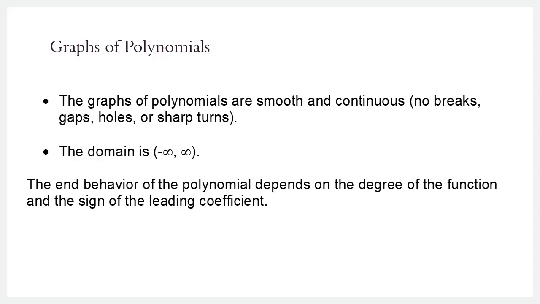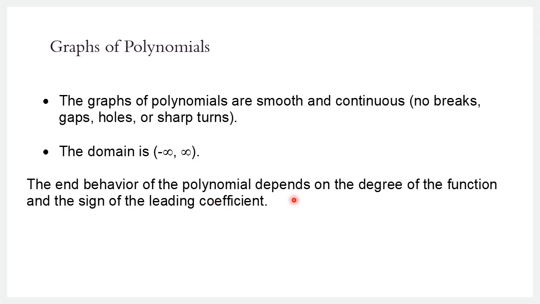Graphs of polynomials. So when we talk about graphs of polynomials, they are smooth and continuous. There's no breaks, no gaps, no holes, or sharp turns. So I can follow without lifting, okay? The domain is from negative infinity to positive infinity. And we know this because it goes forever to the left and forever to the right, okay?